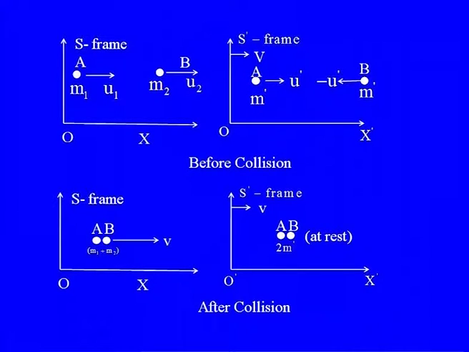That's the situation before collision, and then after collision it's a perfectly inelastic collision. So it's sticking together in S prime frame and total mass is 2 m prime and it's at rest, and then from S frame we are going to have the total mass to be m1 plus m2, the total mass is conserved here, and then it is moving with velocity v.